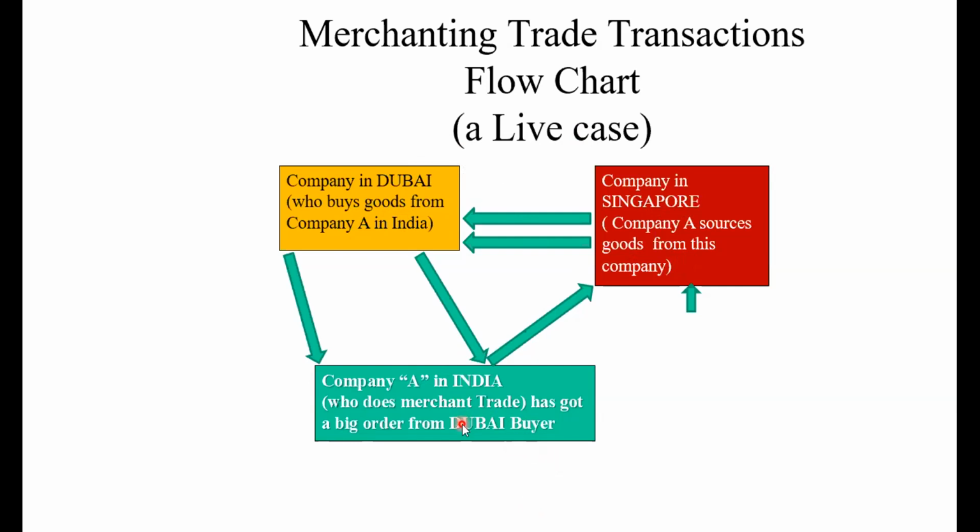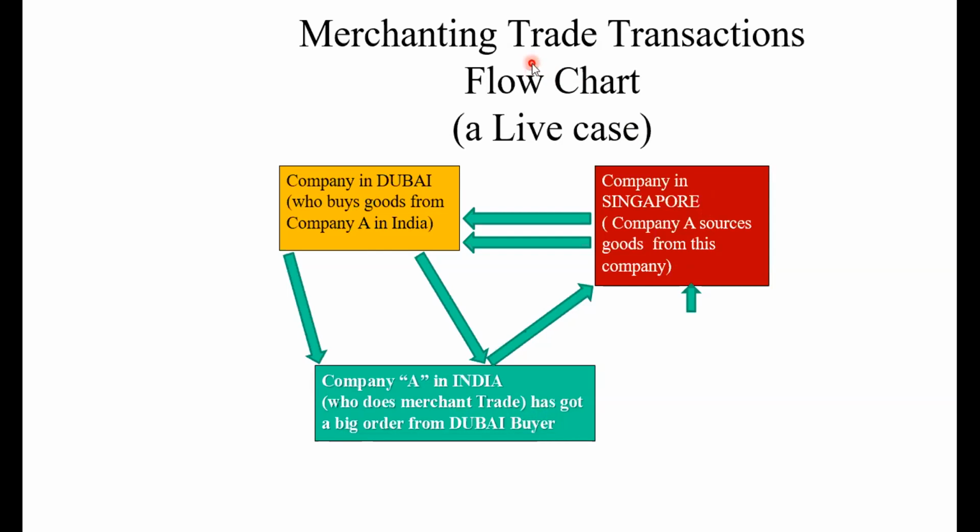Every document will go from India only, and he will send all the documents to India only, and India will send all the documents to Dubai, and the Dubai man will settle to the India man. After that, the India exporter will receive the full payment. He will settle, as per agreement, a lesser value to the company in Singapore. This is called merchant trade.